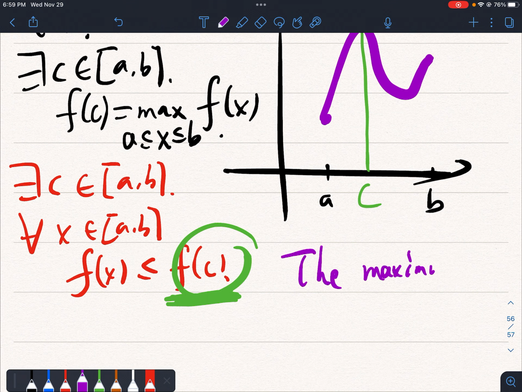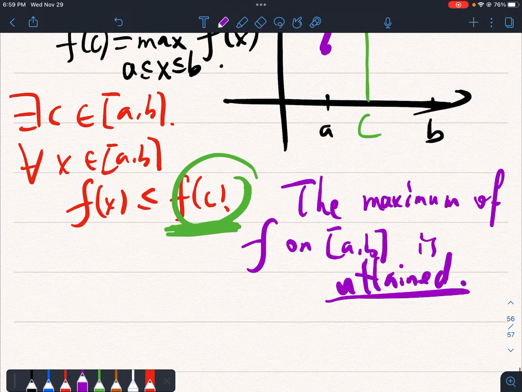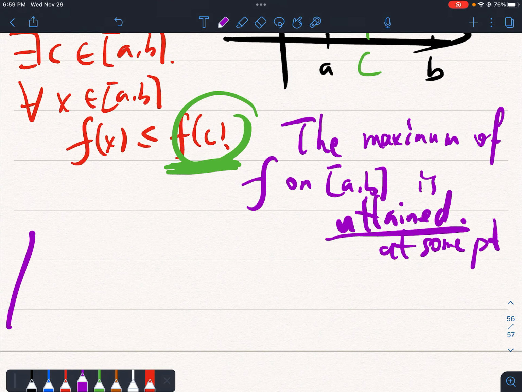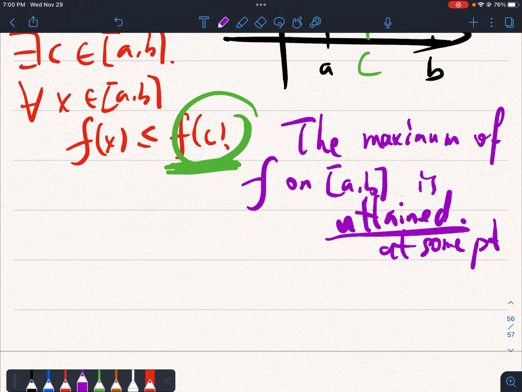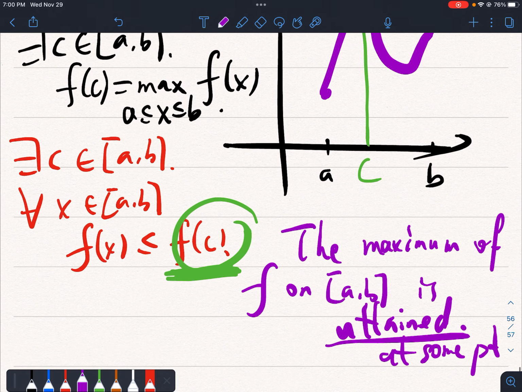So this means the maximum of a continuous function f on a closed interval [a, b] is attained at some point. And the point is that it doesn't need to be unique. For example, it can be a constant maximum for some points. The point is that it exists. We can prove that the maximum exists.